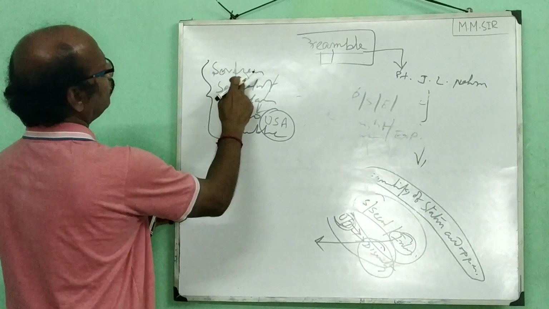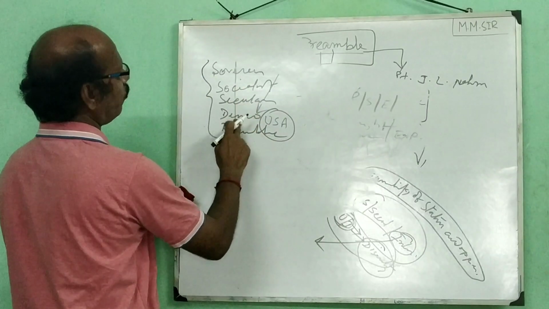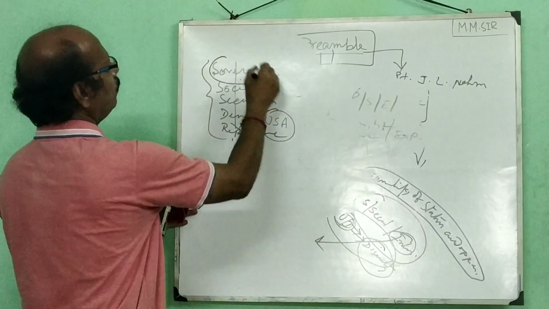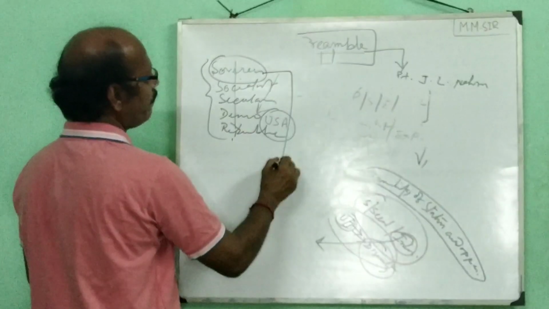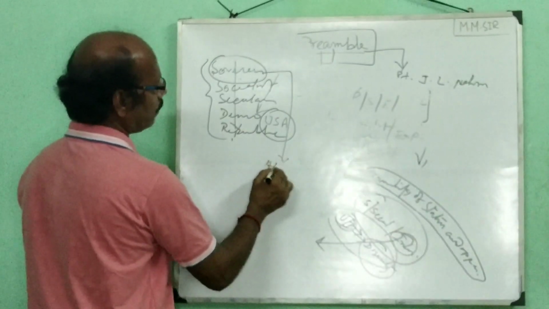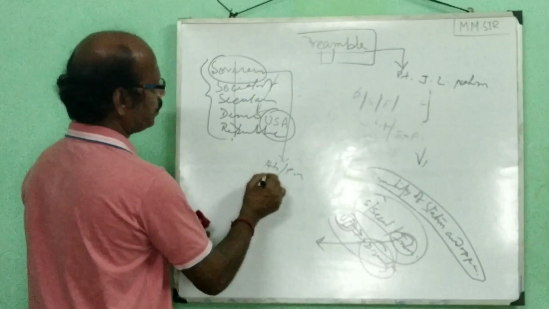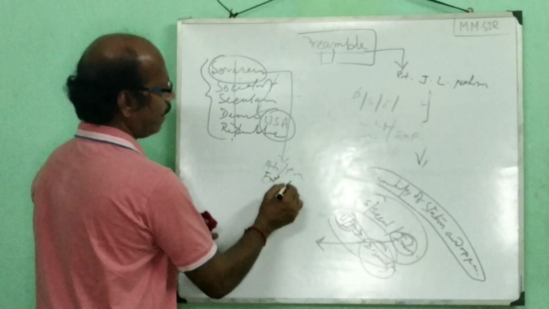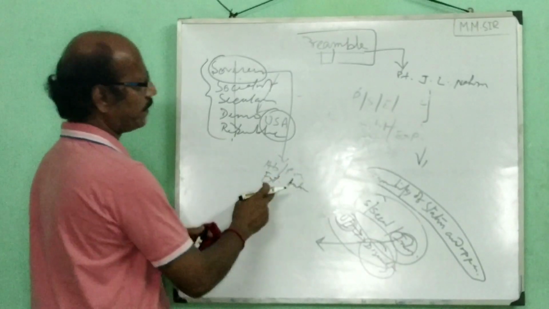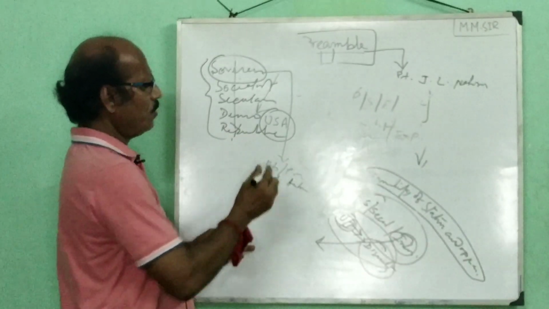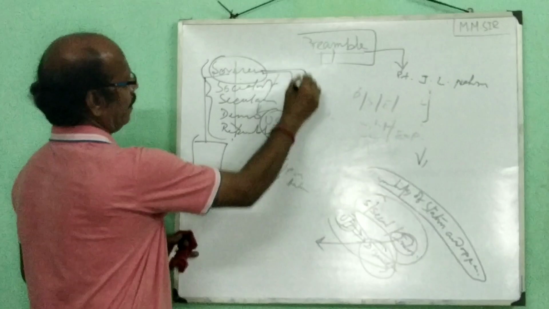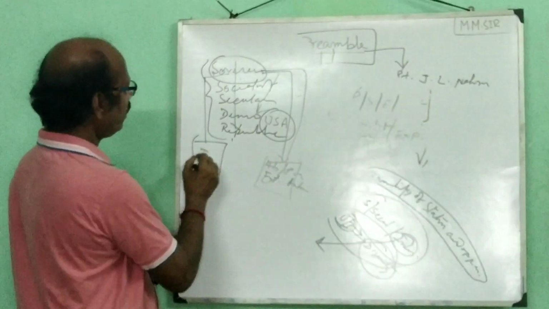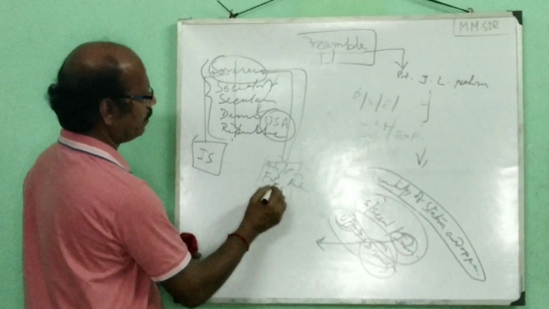Now we will discuss the words: sovereign, socialist, secular, democratic republic. First of all, we have to know what is sovereign. The term sovereign means absolute power or extreme authority that cannot be challenged by others. Here, sovereignty has two parts: internal sovereignty and external sovereignty.